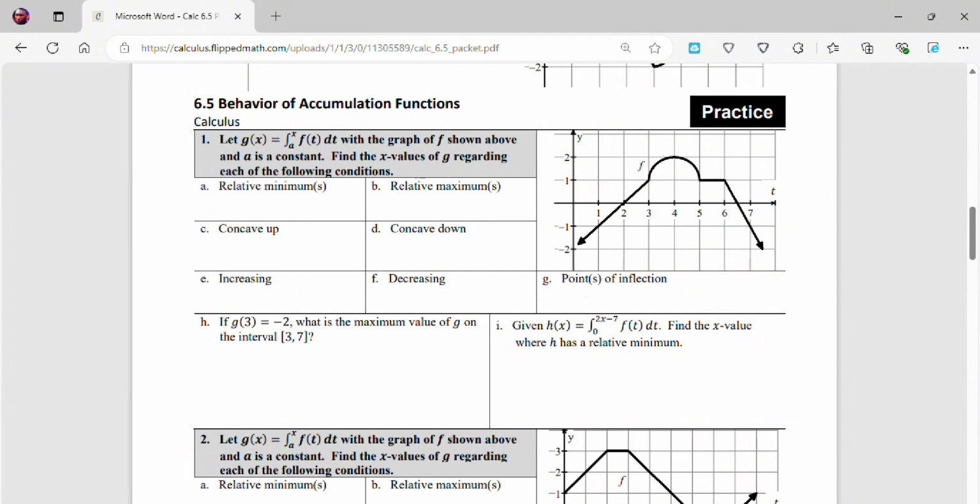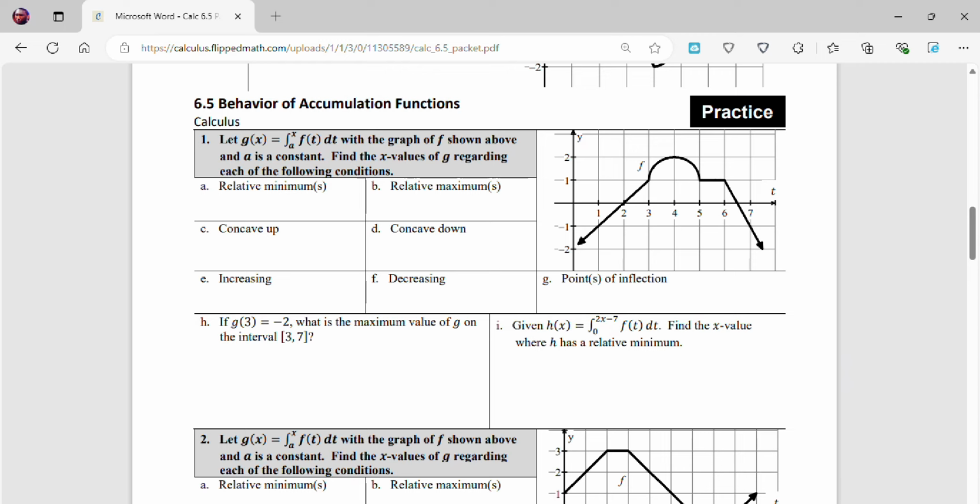For relative maximum, again, you find the critical points of a function, and you do a sign chart to see where the graph goes from negative, or in this case, it's a maximum, so from positive to negative. Concave up, you're going to find the second derivative of a function, and then you're going to do a sign chart, and any interval that is positive is concave up. Same thing for concave down, but whenever the second derivative is negative, then it is concave down.